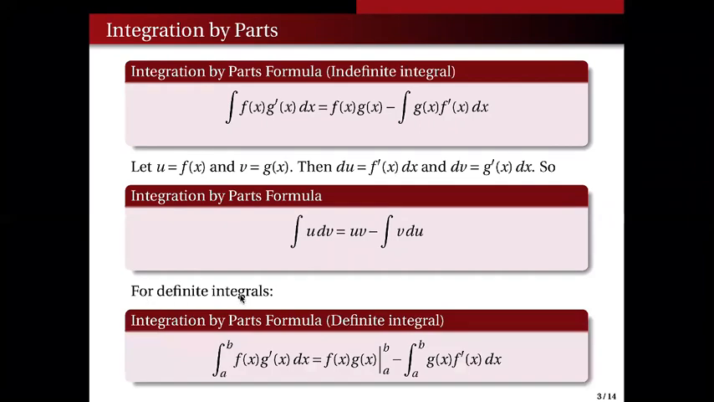For definite integrals, of course, you just need to evaluate. If you integrate from a to b of f of x g prime of x dx, that's equal to f of x g of x evaluated from a to b, minus the integral from a to b of g of x f prime of x dx. So you'll just put the evaluation. Okay, are we good so far?